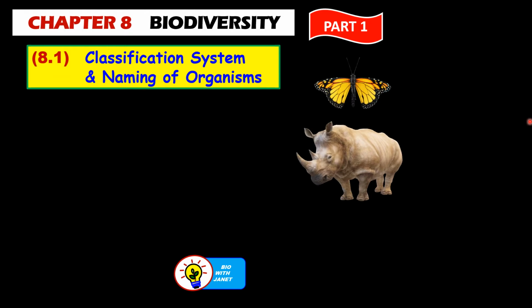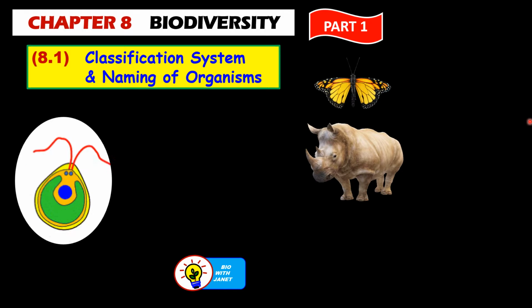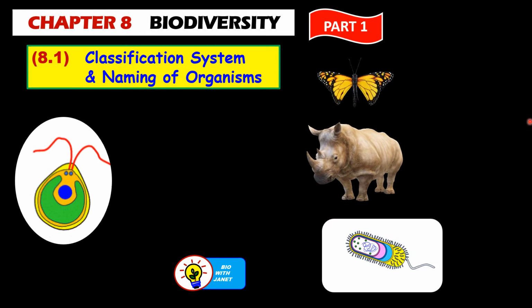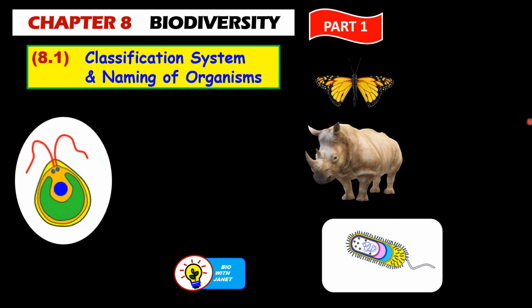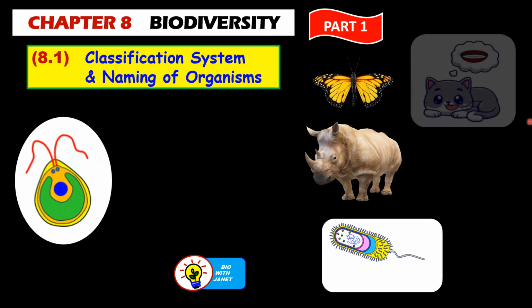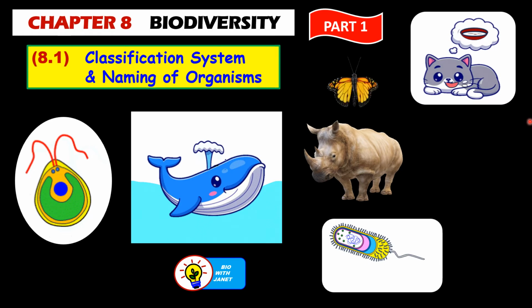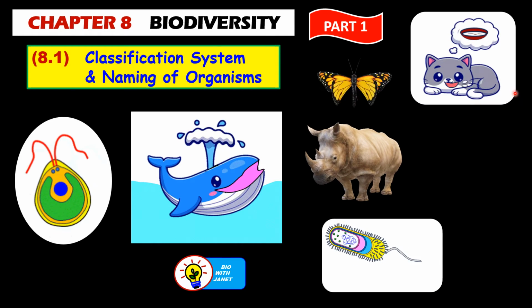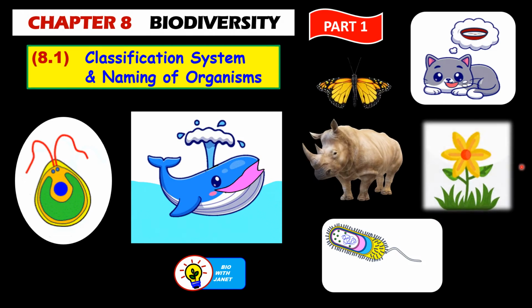Now our beautiful Earth is inhabited by a diverse array of organisms, spanning from the microscopic creatures like algae, as shown here, and bacteria, to the huge creatures like the rhinoceros and the blue whale. And not forgetting the house cat and also insects. And we also have plants living on Earth.